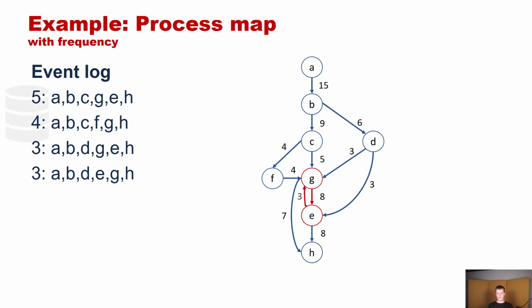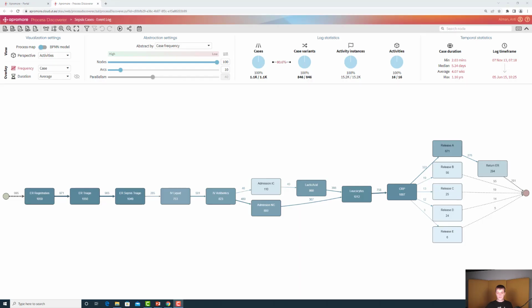Another one: you can see that there is a back and forth between G and E. If I were to follow this process map from start to end, from A to H, I could repeat that loop as many times as I want and essentially create an indefinite number of traces. This is the problem with process maps that we have to be aware of. I will also show you a demo with a practical example where this becomes a bit tricky. Let's take a look at the treatment process of sepsis cases in a hospital.